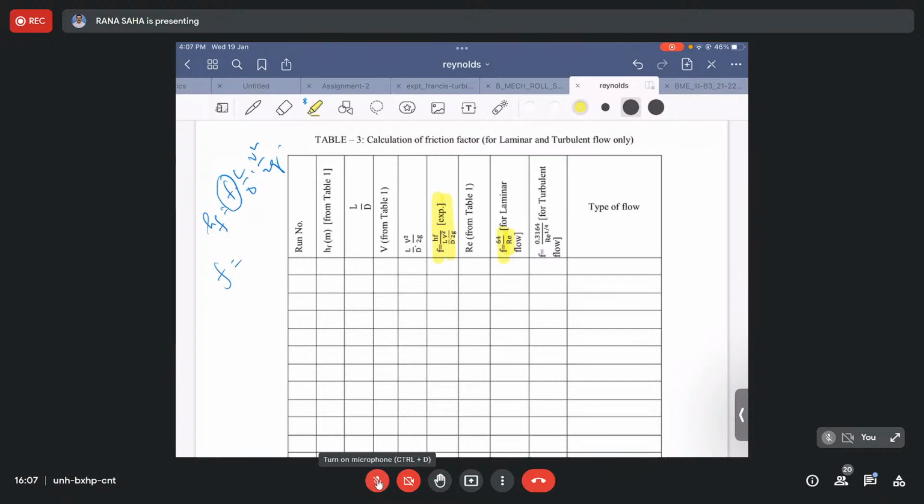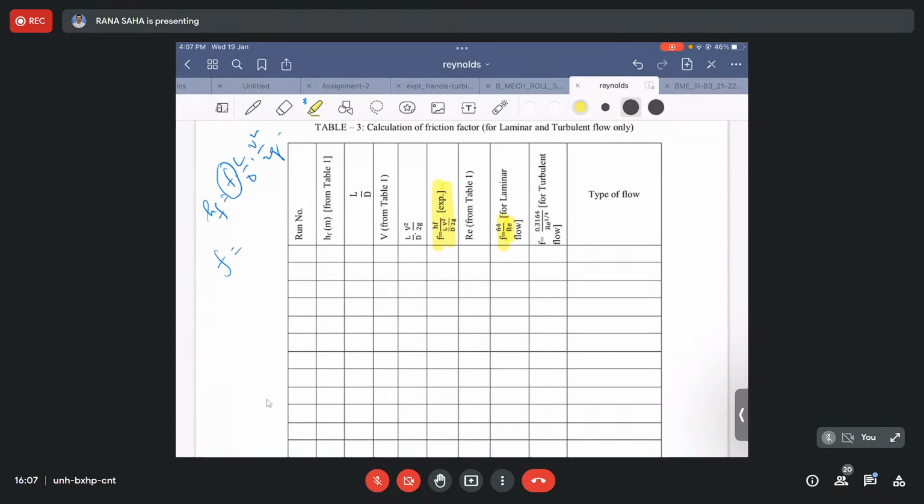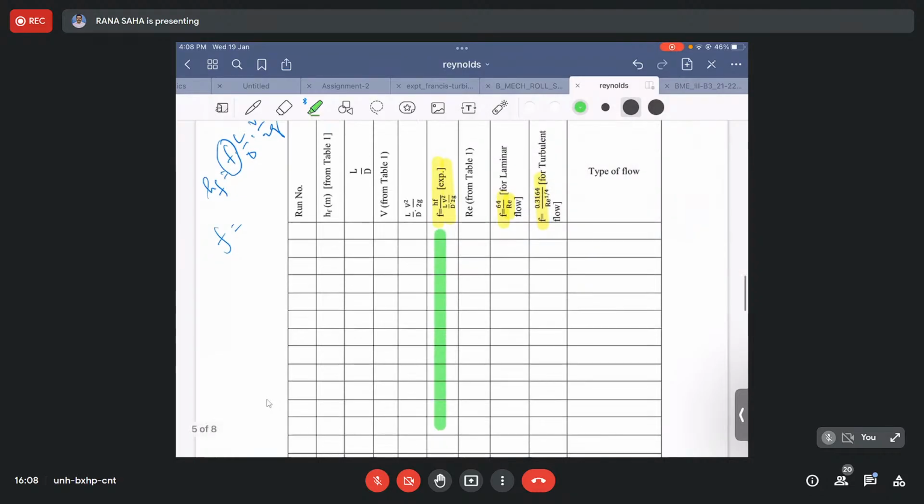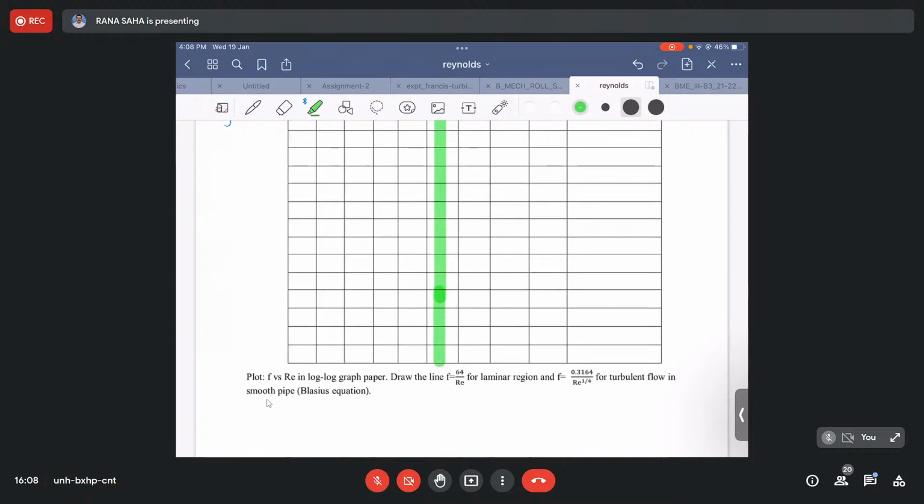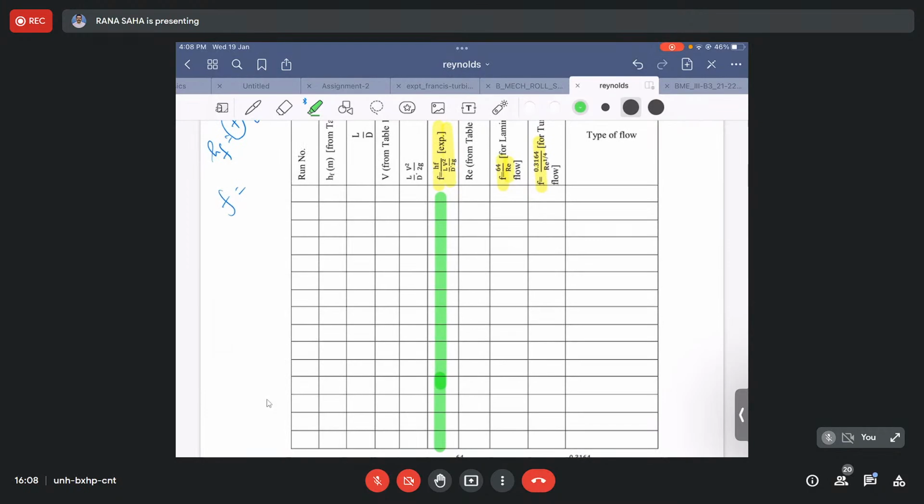And for turbulent flow, by Blasius's equation, we can get a relation of F and Reynolds number, and that is written in this manner: 0.3164 over RE to the power 1 by 4. So this is from Blasius's equation for turbulent flow. Now we need to find the friction factor using Darcy's equation. So this column will be entirely filled up for all the data that you bring here for laminar and turbulent. You should not bring the transient data here, right?